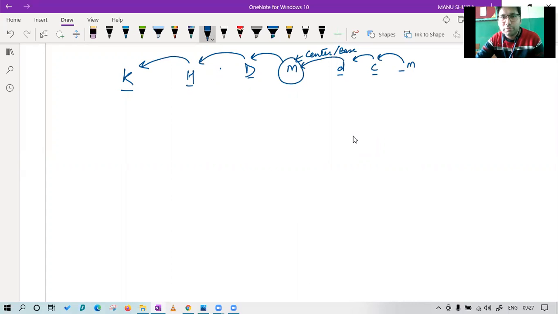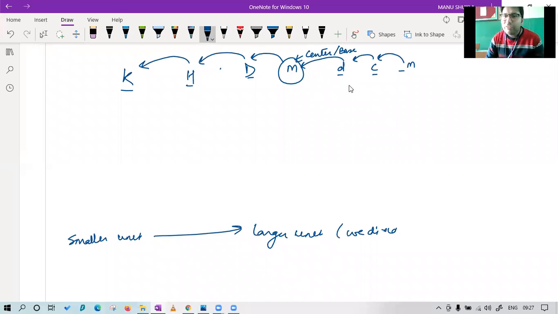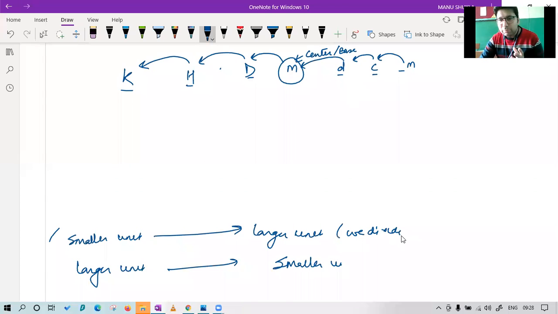Let me show you how. When we go from a smaller unit to a larger unit, we divide. And when we go from a larger unit to a smaller unit, yes, Bani, you are correct, then we multiply. This was a confusion in your mind.